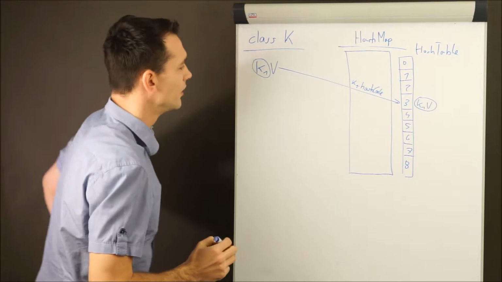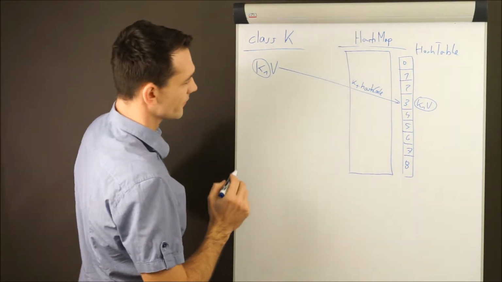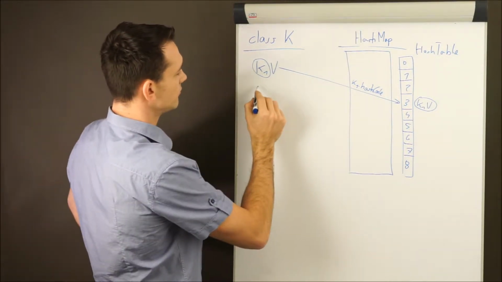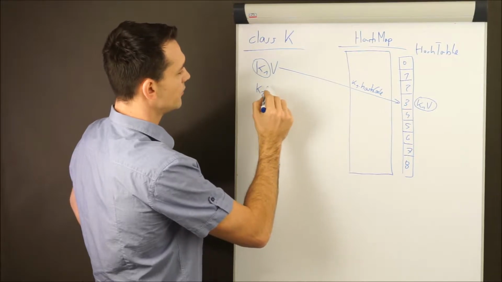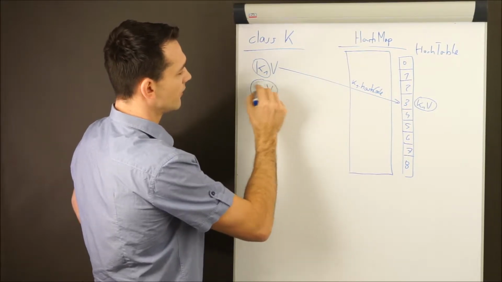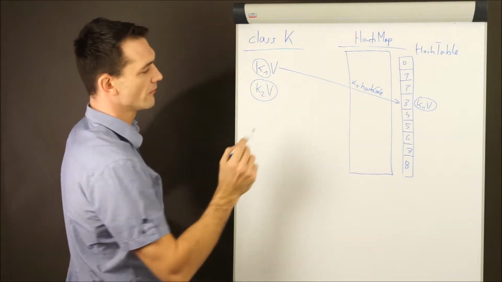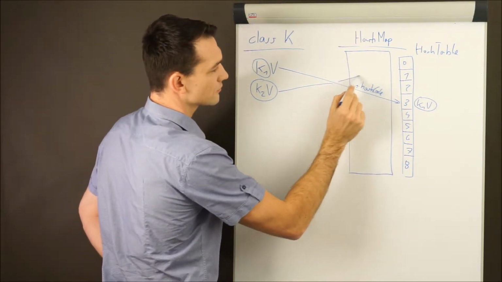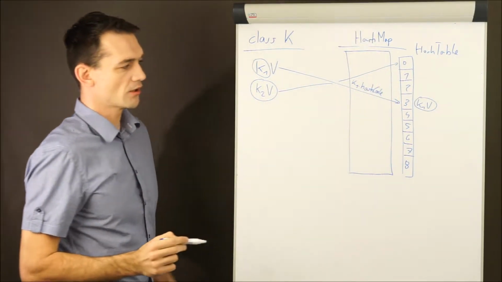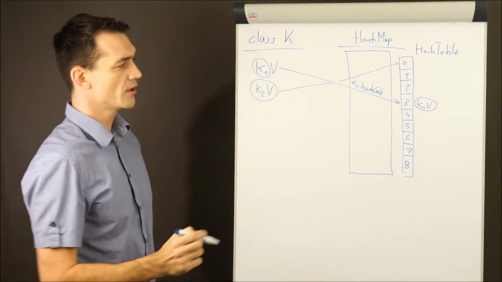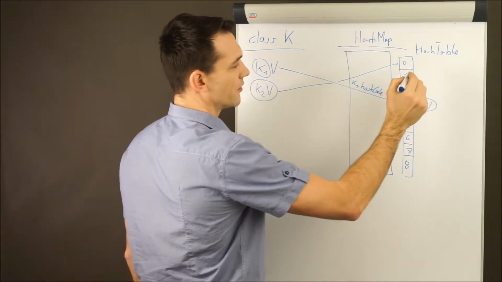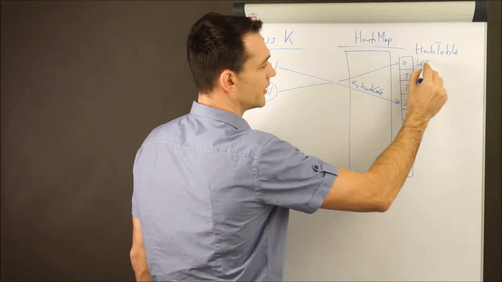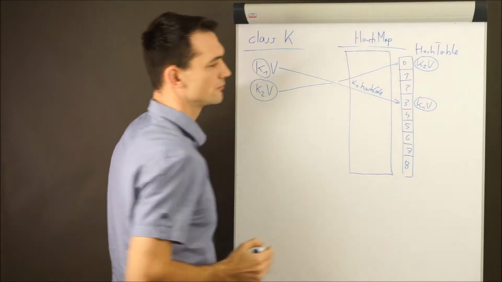and here we store a value V along with key K1 as an entry. So let's say for another object K2 and some value V, our HashMap calculated hash table entry at index 0. So here we store K2 and the value.